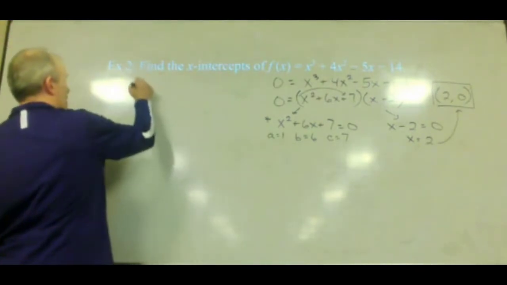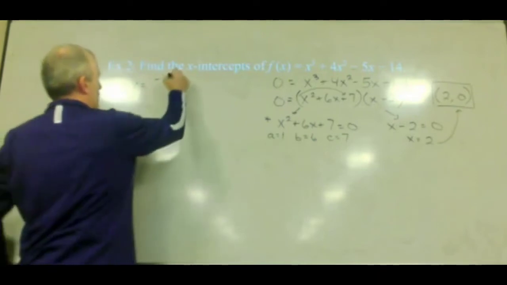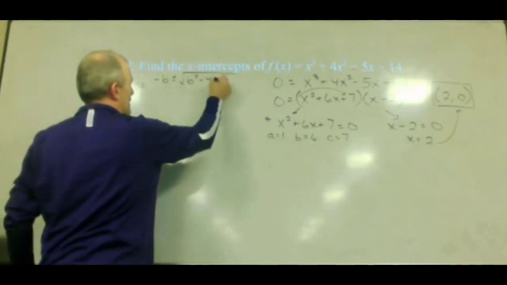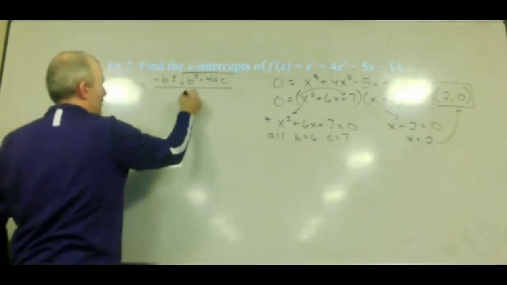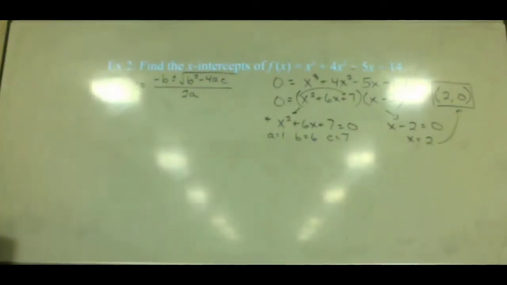So x equals the opposite of b plus or minus the square root of b squared minus 4ac all divided by 2a. And what we're going to do is we're just going to plug in the numbers.